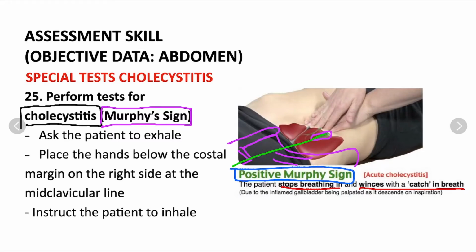Again, what would you do? First, ask the patient to exhale without your hands on the abdomen, and upon exhaling, instruct your patient to keep on exhaling slowly. Place your hand on the specific point, and then let your patient inhale. If there is breathing interruption or catching in breath, it may indicate that the gallbladder is being palpated or enlarged as it descends upon inspiration. Therefore, you could say your patient has a positive Murphy sign.